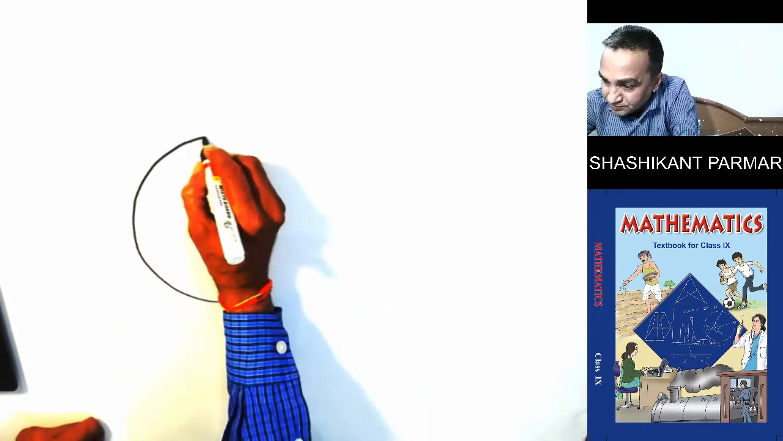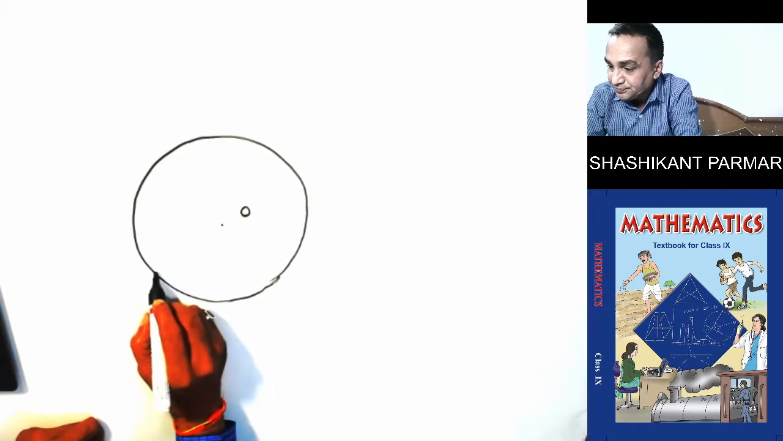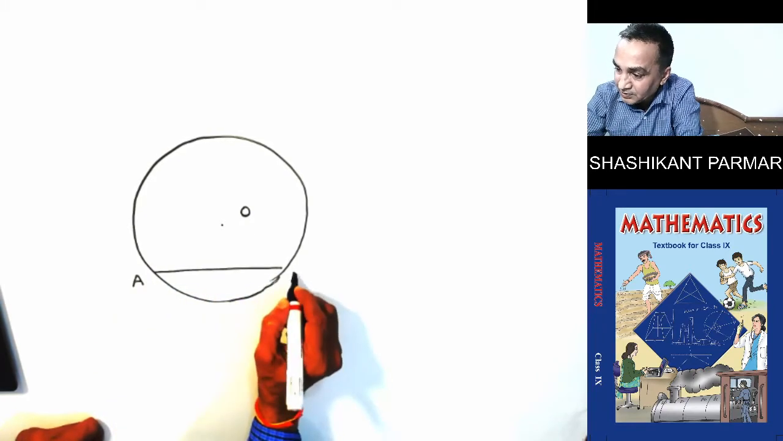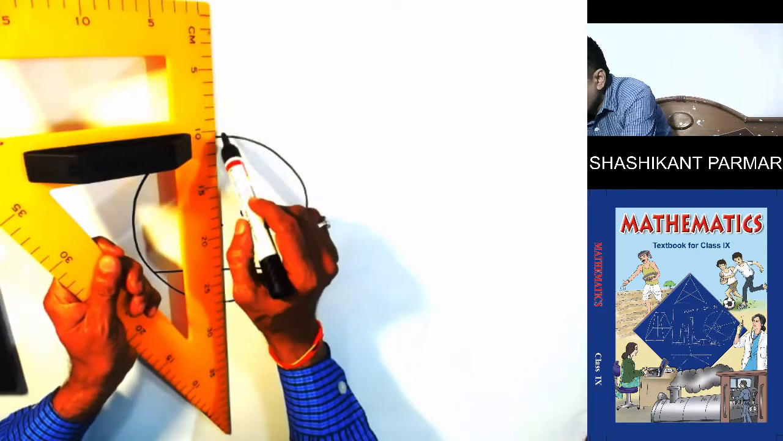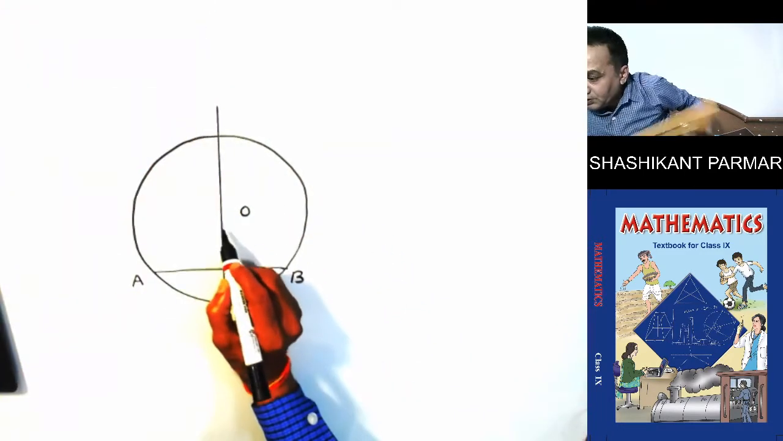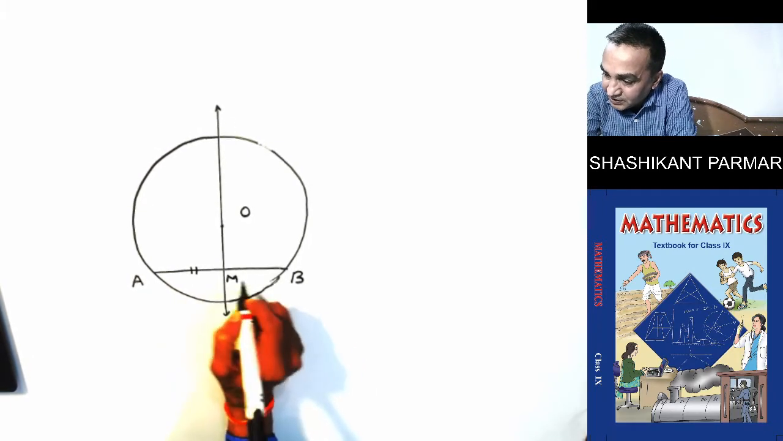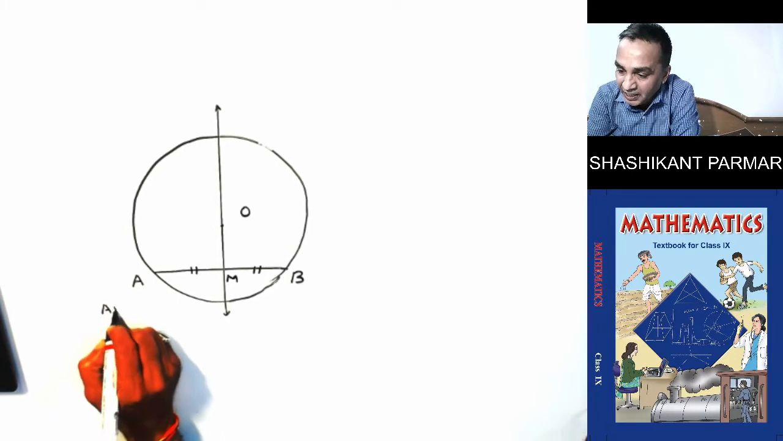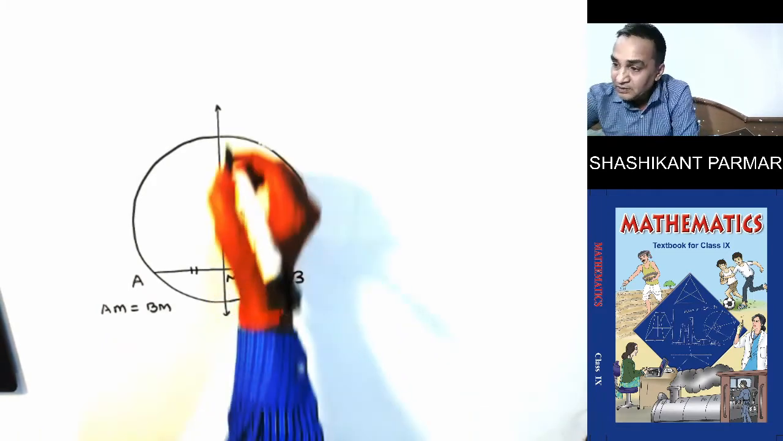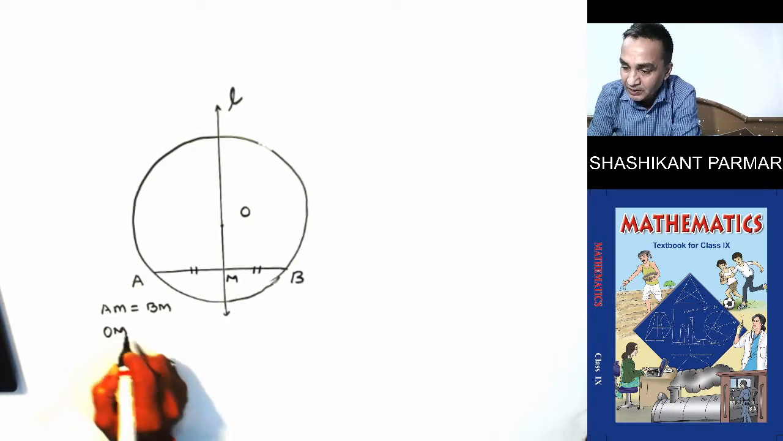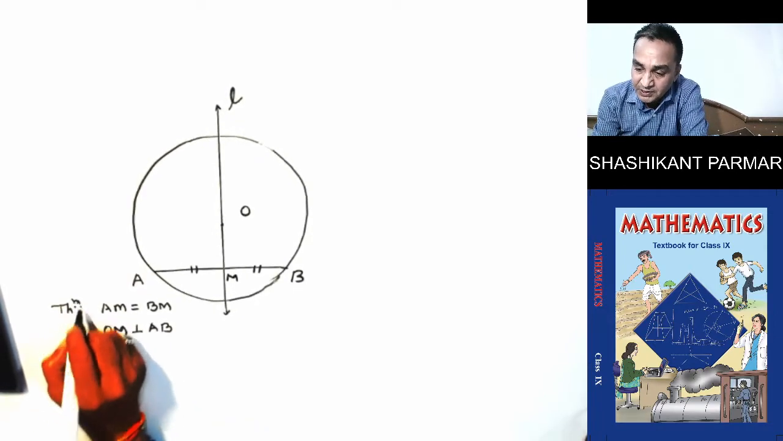if we have a circle with the center O, and if this line is drawn through the center of the circle and bisects chord AB, that means AM is equal to BM, then the line L or OM is perpendicular to the chord. This says theorem number 10.4.